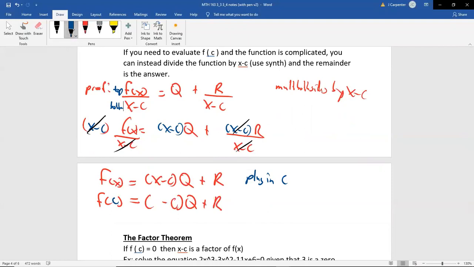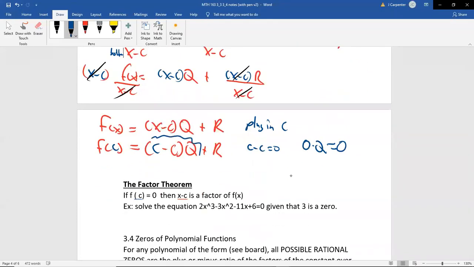So this x here also turns into a c. And note that c minus z is 0, and 0 times q is 0. 0 times the quotient is 0. So this whole thing goes away, again, because the parentheses is 0, and then 0 times the quotient is 0. So at the end of the day, what we get is that f of c is equal to the remainder.